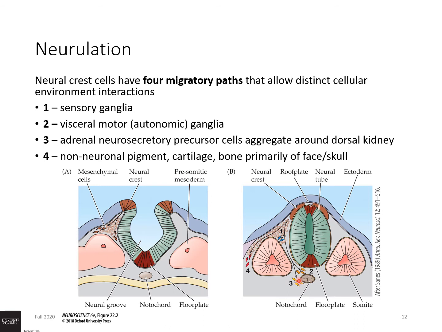neurosecretory precursor cells and end up aggregating around the dorsal kidney. And the neural crest cells that migrate along pathway 4 become non-neuronal pigment, cartilage, bone, primarily of the face and skull. So these are non-neuronal cells.